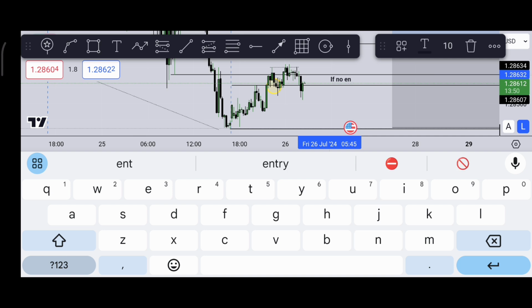You need to have a fair value gap after taking out liquidity and displacement, then you have a fair value gap which supports an entry. So there's no entry model here, so I might look on the 30 minutes to see if I can find an entry there. If there's no entry there, then this trade is not valid.